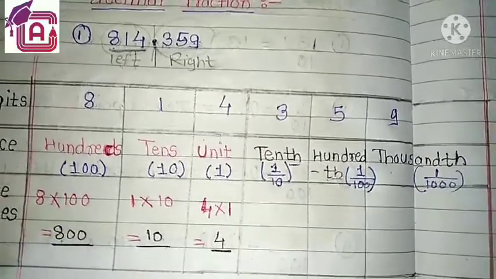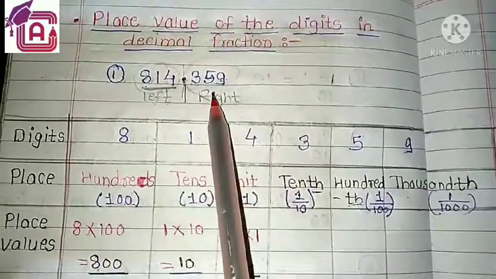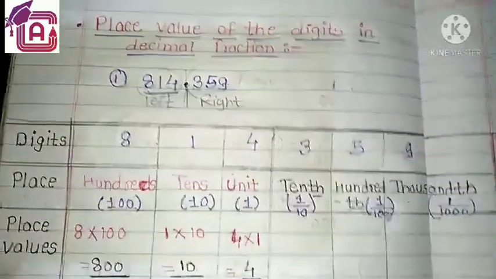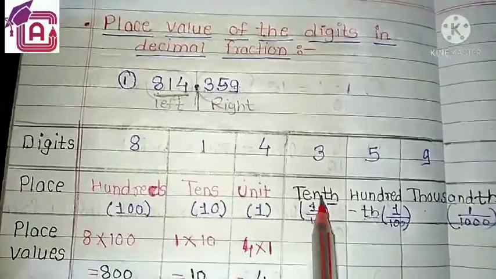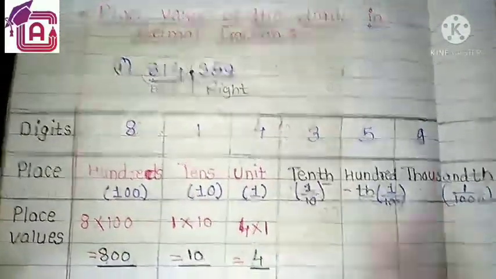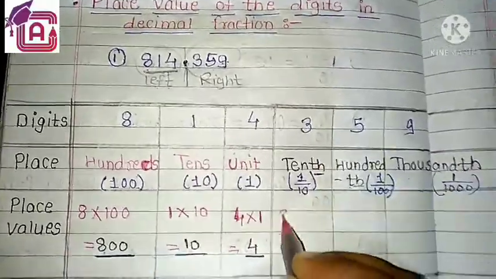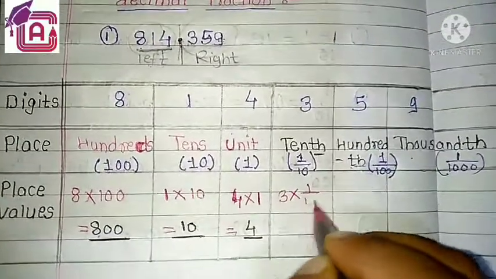Then आता काय करायचं आपल्याला? We have to write down the place value of a decimal fraction. So decimal point नंतरचा फर्स्ट नंबर 10th पासून स्टार्ट होतो. 10th कसा लिहितो आपण? 1 upon 10. So first copy the number 3.